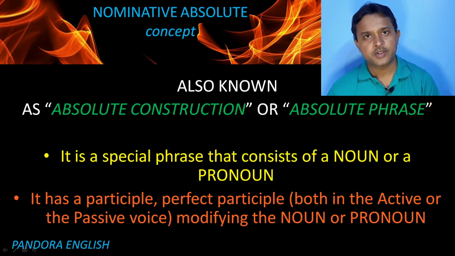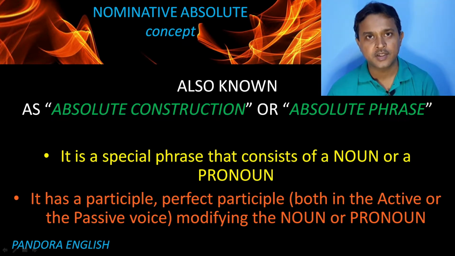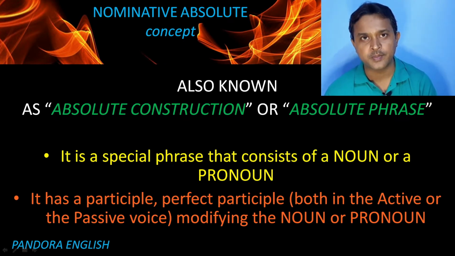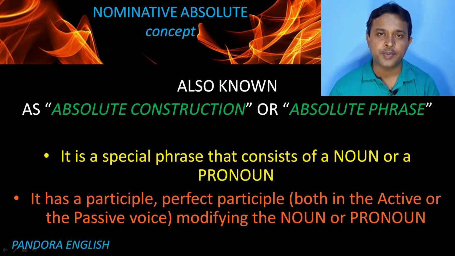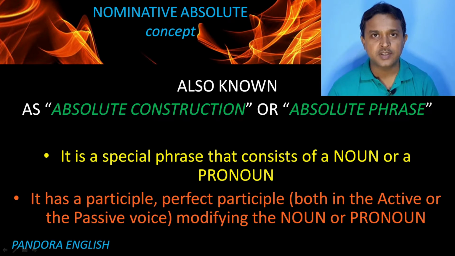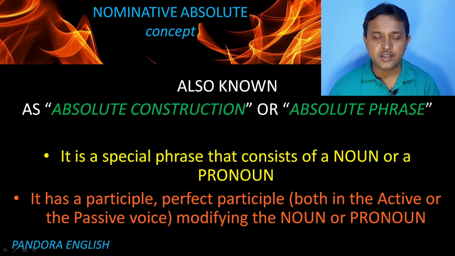Nominative absolute is also known as absolute phrase or absolute construction. Basically, this is a special phrase which consists of a noun or a pronoun. It also has a participle or a perfect participle, both in the active and in the passive voice, and this modifies the noun or a pronoun.